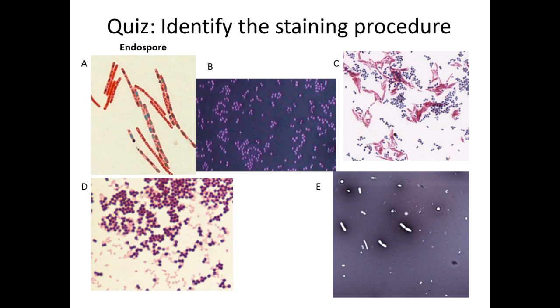This next picture, what do you see? You see a dark background, and the cells inside are colored too. What color are they? They're purple. So we stain the cell and we stain the background. Why would we do that? We're usually looking for a capsule. But do these guys have a capsule? No, because there's no clear space between the cell and the background. So this is a capsule stain, but it is negative for a capsule.